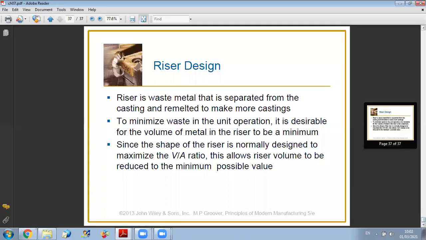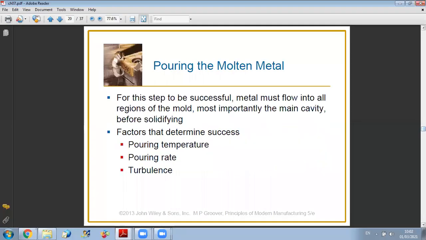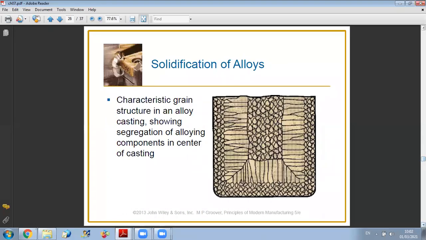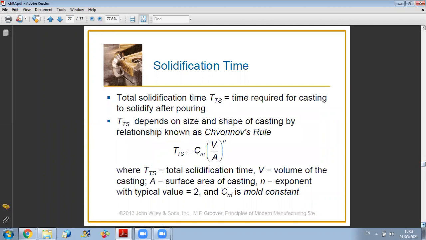So first we will continue chapter 7. We will go over the second part, which deals with the solidification time. So we have already defined together the solidification time as the total time required for casting to solidify after pouring.